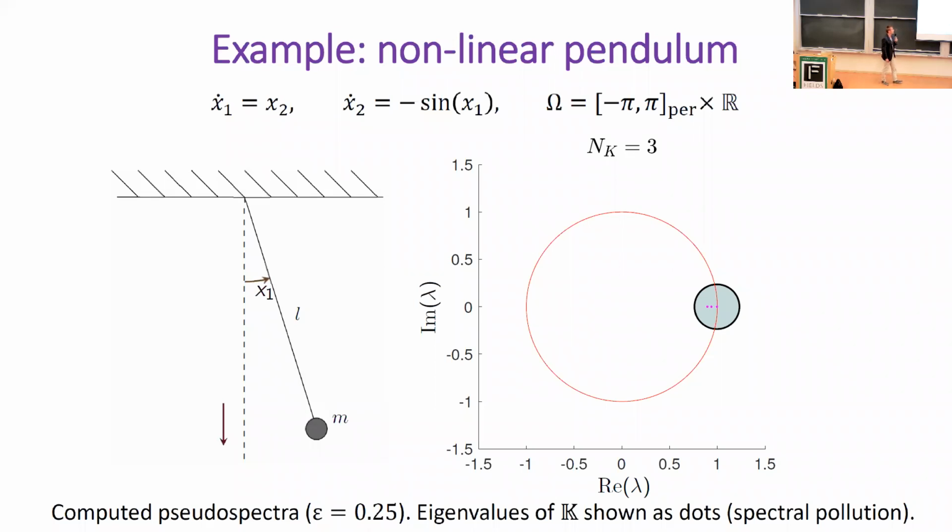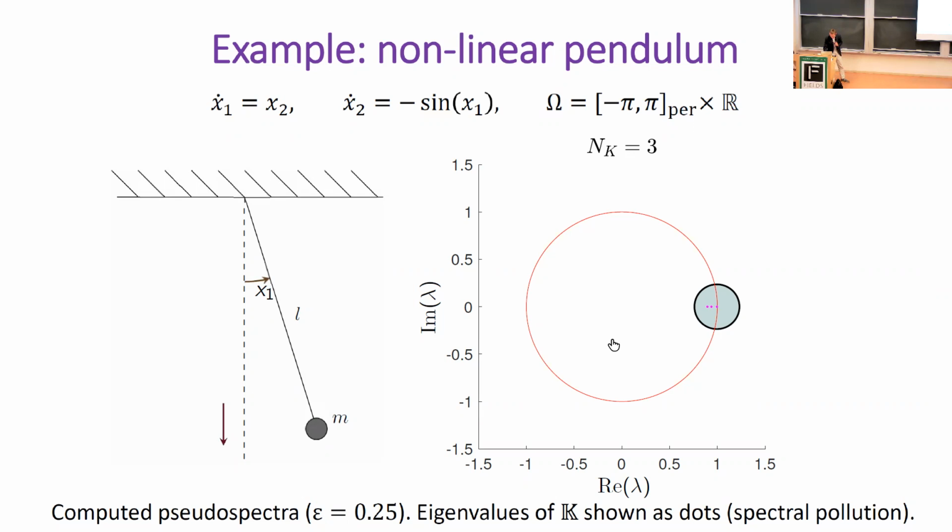Now, for this nonlinear pendulum, the infinite dimensional Koopman operator has a continuous spectrum supported on the circle. So what you would hope is that this pseudo-spectra engulfs the entire unit circle once I increase the discretization to be large enough. Also, any of these magenta dots that fall outside this gray region should not be trusted, because they do not correspond to a place where the resolvent operator is large. And so there's spectral pollution.